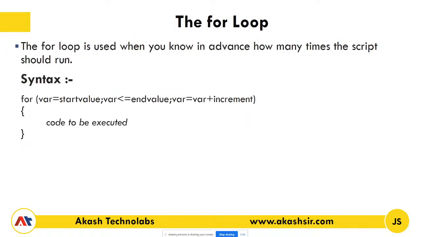So for loop is used for printing some messages. For example, I want to print 1 to 100, right? So the for loop is used to know in advance how many times the script should be run. So for example, this is a basic syntax. Here we have to specify the variable start value, the variable end value, and the increment or decrement operator. The increment operator is used for adding some value to your variable, right? So increment will add 1 to your variable.